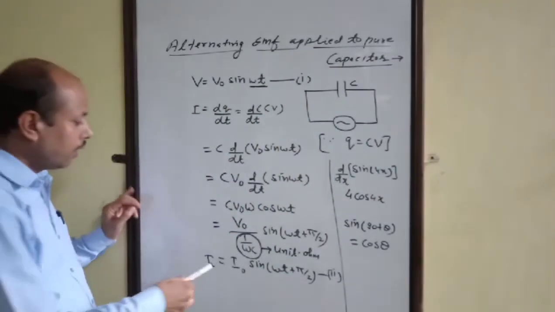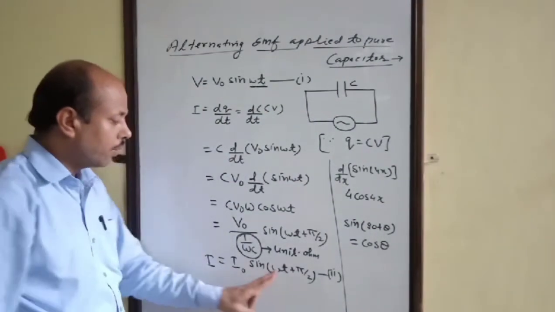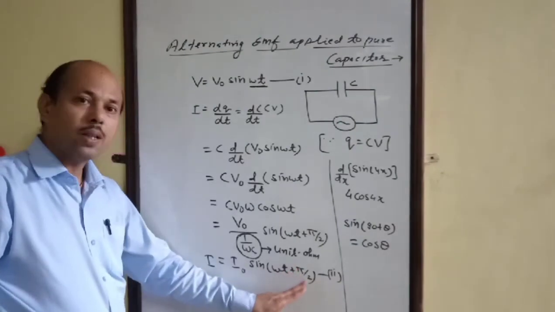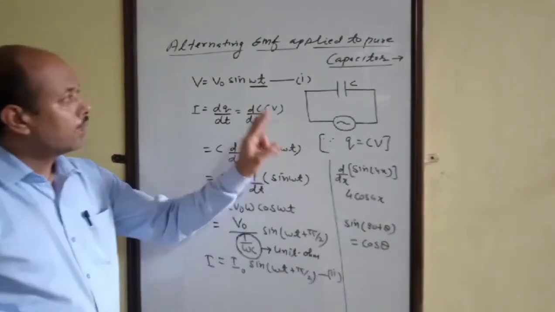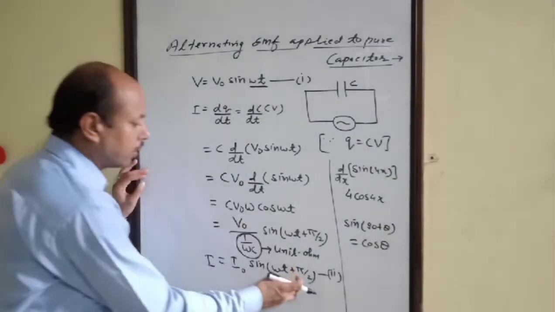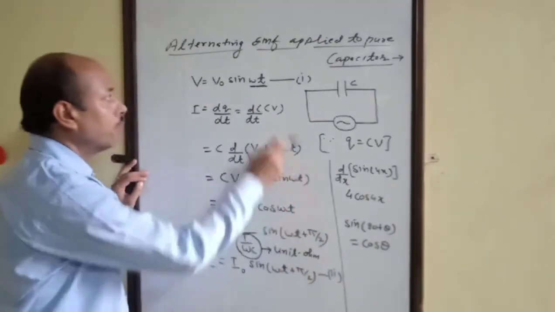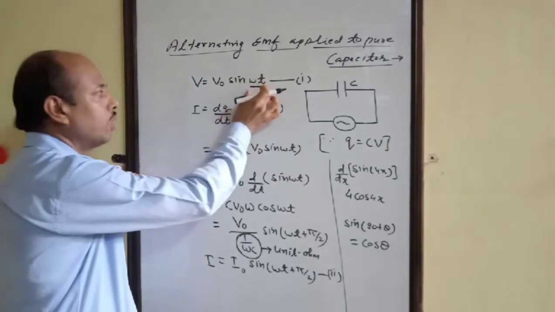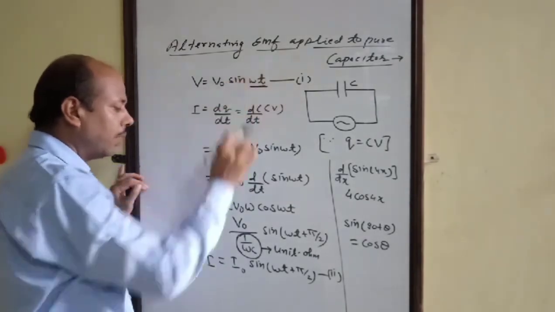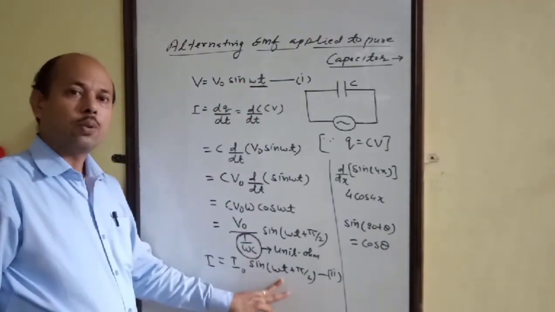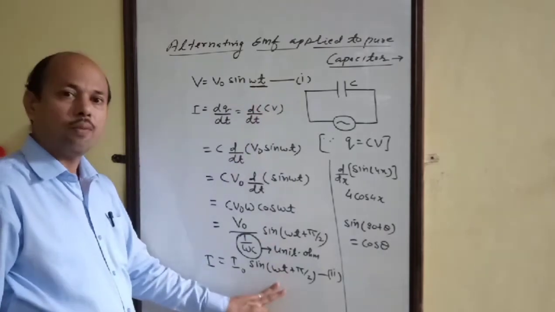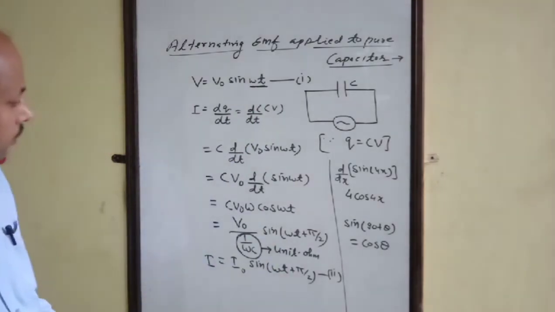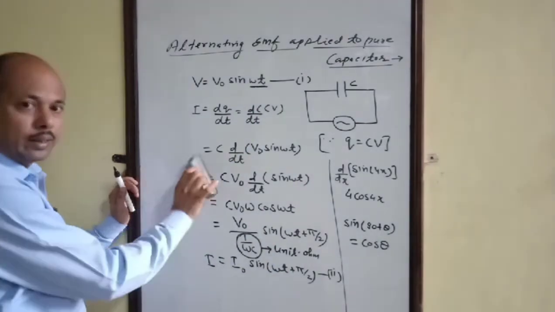Or we can say current leads the EMF. Since here it is omega t plus pi by 2, it means in the case of a capacitor, the current leads the EMF by pi by 2. Or we can also say the EMF lags behind the current by pi by 2. So this we will represent by the phasor. Now I think this is clear.